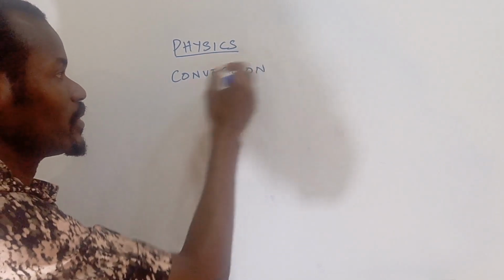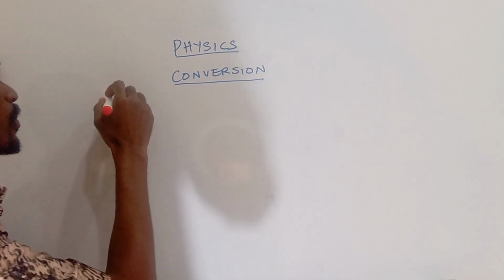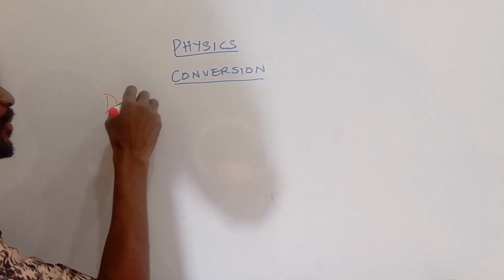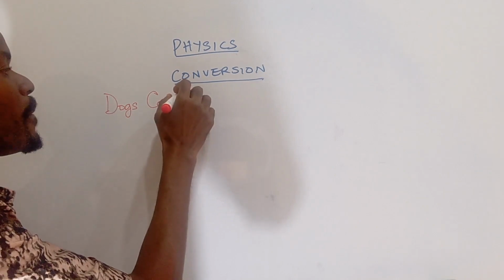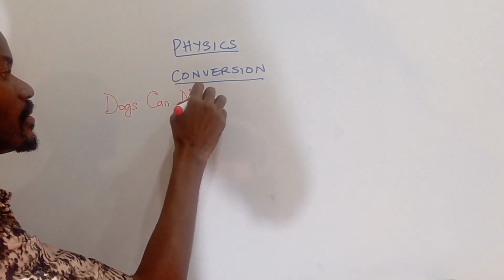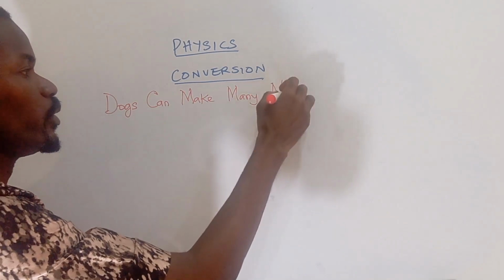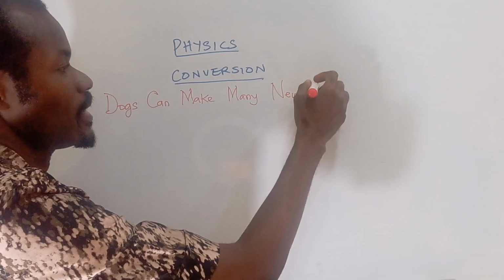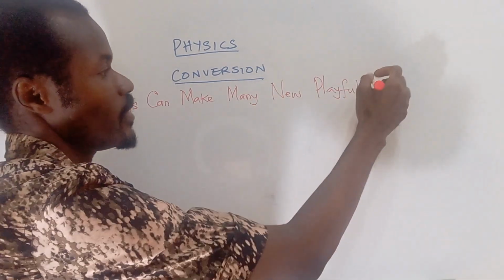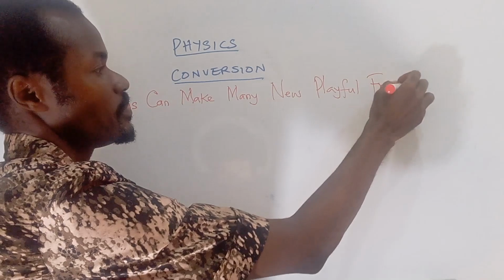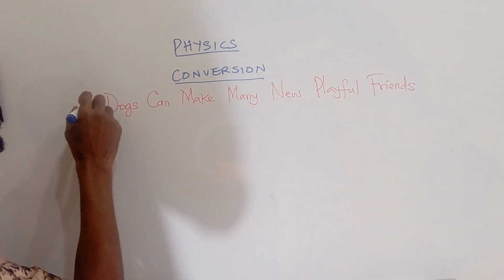And like in our first series, we were able to get a secret code. I'm going to write it down. Say D is for dogs, which is for deci. So can, make, many. We have new, and we have what? Playful, right? And friends. And if we can recall, this is our secret code.